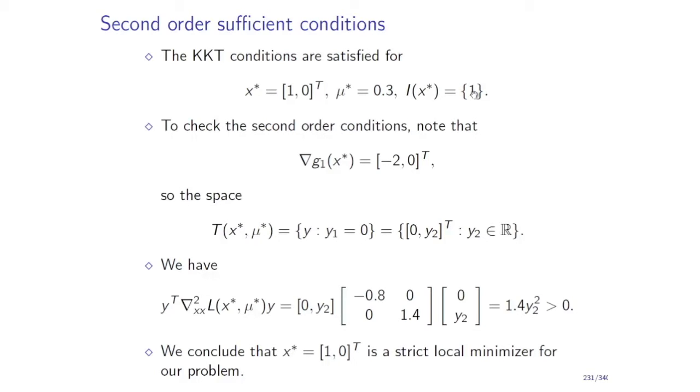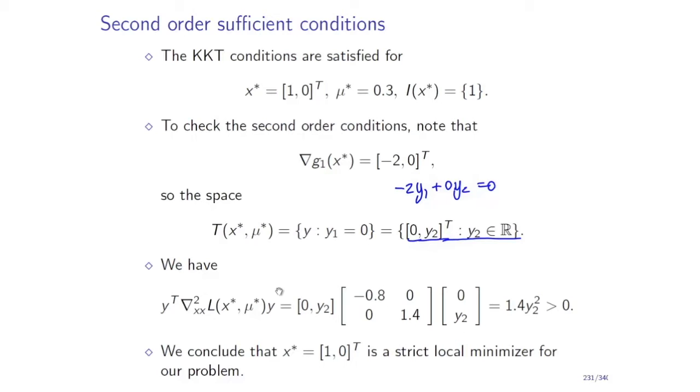And then to check the second order conditions, we look at the tangent space. The tangent space is given by the gradient of g1 of x star. So we only have one constraint again, right? So the Jacobian is given by the gradient of g1 of x star. To compute the tangent space, we need to find the set of y's such that minus 2 times y1 plus 0 times y2 is 0, right? And obviously this is the case for the vectors where the first component is 0 and the second component is any real number, right?